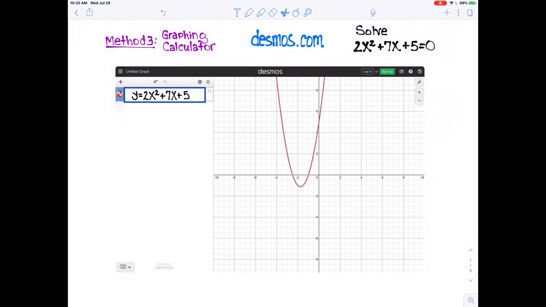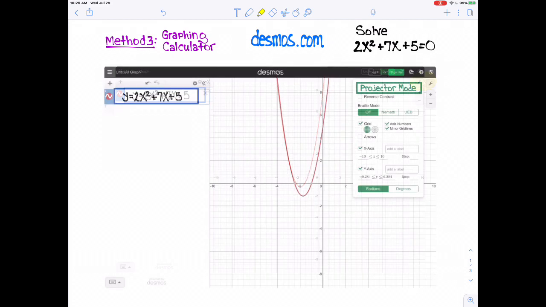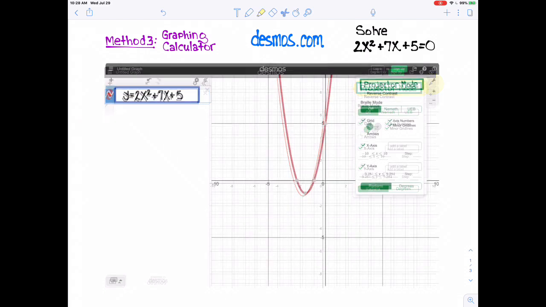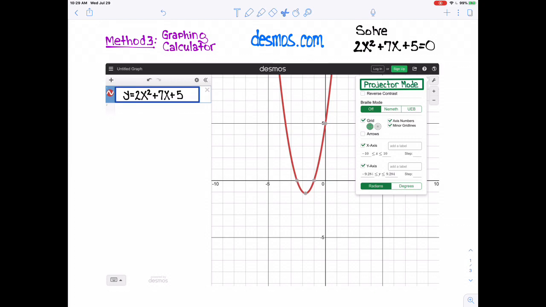I would like the graph to be a little bit bolder for you so that it's easier to see. So I'm going to use this wrench over here. When I've selected the wrench, a drop-down menu is going to appear, and I'm going to select projector mode. Notice everything just got a little bolder, a little brighter. Now I'm just going to click anywhere on the graph, and then the drop-down menu is going to disappear.